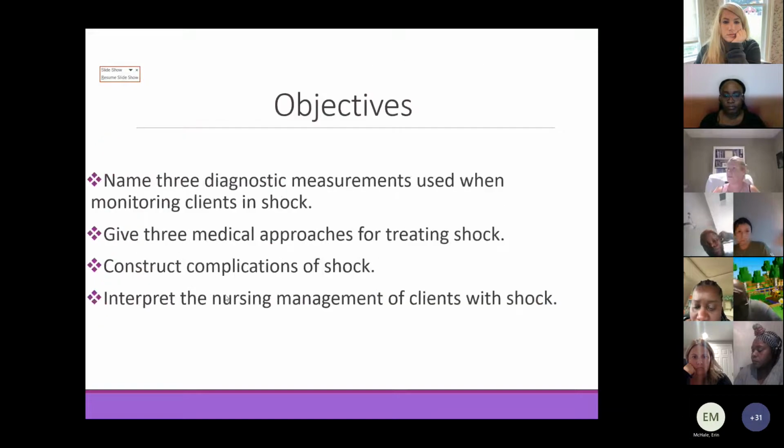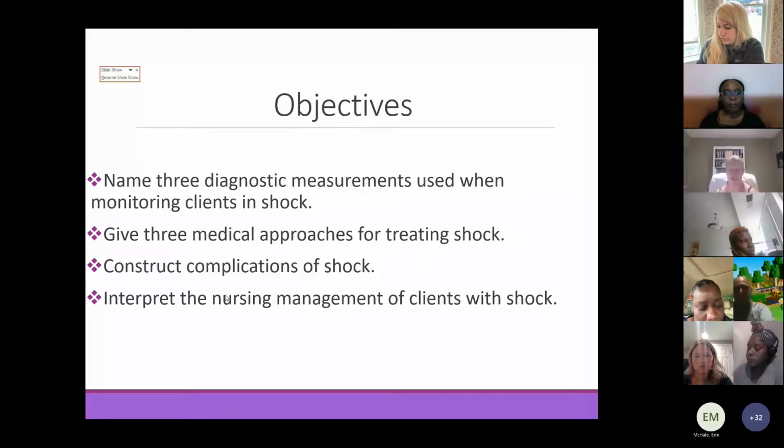We're going to be able to name 3 diagnostic measurements used when we're taking care of clients in shock. We're going to give 3 medical approaches to treating different types of shock. We're going to talk about the different complications that we see with these different types of shock. And then we're going to be able to interpret the nursing management, how we care for these patients that are in shock.